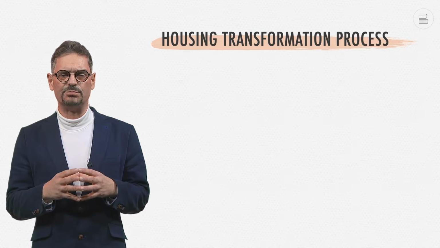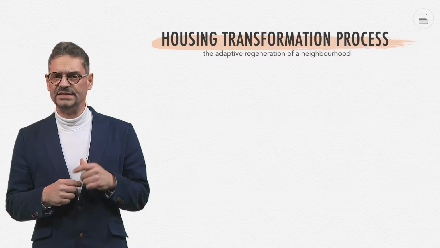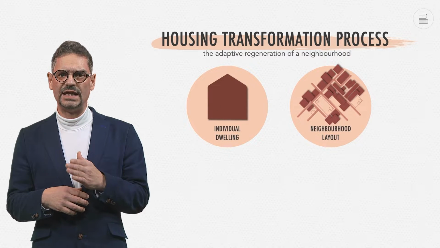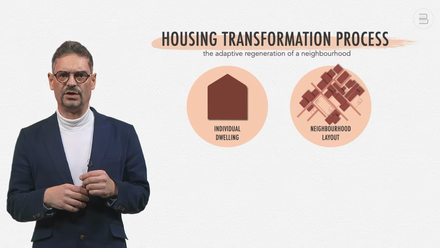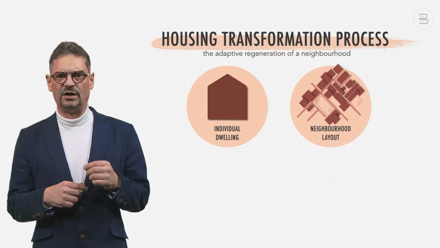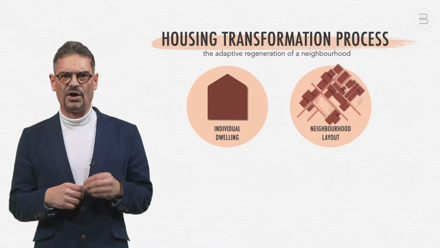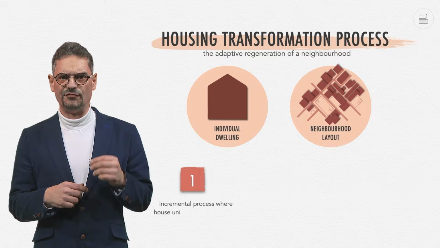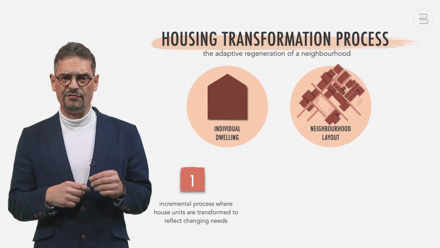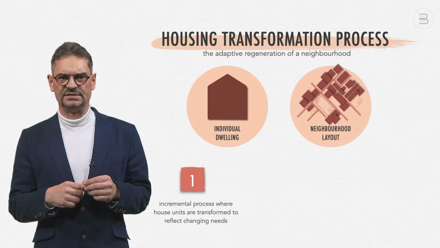The housing transformation process is defined as the adaptive regeneration of a neighborhood. This regeneration refers both to the dwelling unit as well as the neighborhood layout originally provided by the project. The main features of the transformation process of government-built housing can be summarized as following. First, it is an incremental process in which house units are transformed to reflect changing housing needs of a household. Therefore, it is bound to life cycles of families and/or individuals.